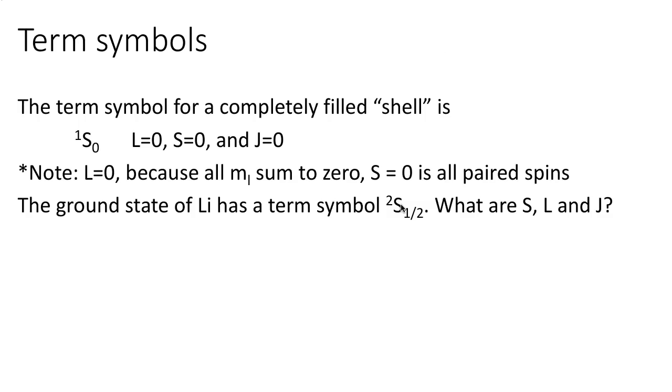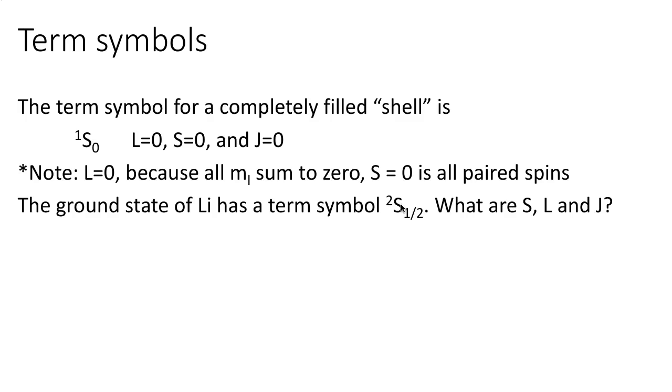All right, so let's look at an example of one. If we have a completely filled shell, like an np6 or an ns2, say like helium had a completely filled shell, where the next electron goes into the next electron shell, so to speak, that term symbol is always singlet S0. So the singlet means we have an S of 0. The S means we have an L of 0, and then the only combination of L and S is J equals 0. In the L case, that means all of the electrons are occupying the m sub L such that they all sum to 0, and S equals 0 indicates that everything is a paired spin, right? So we have no unpaired electrons.